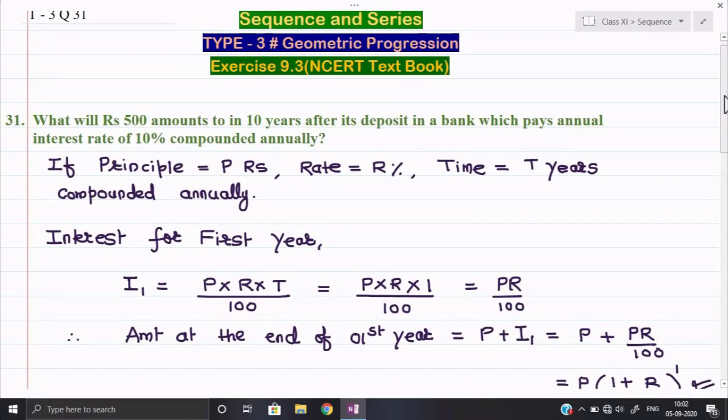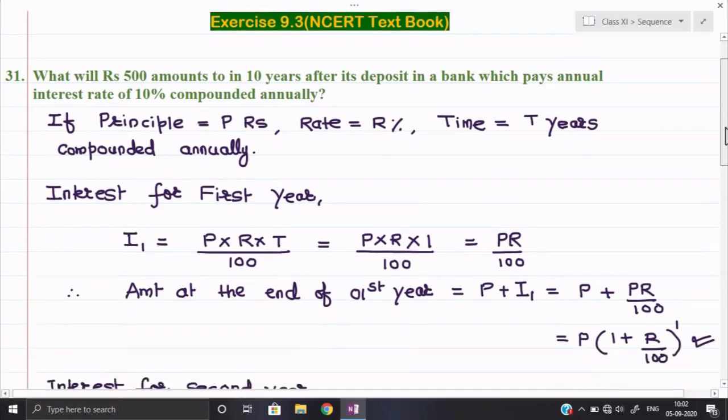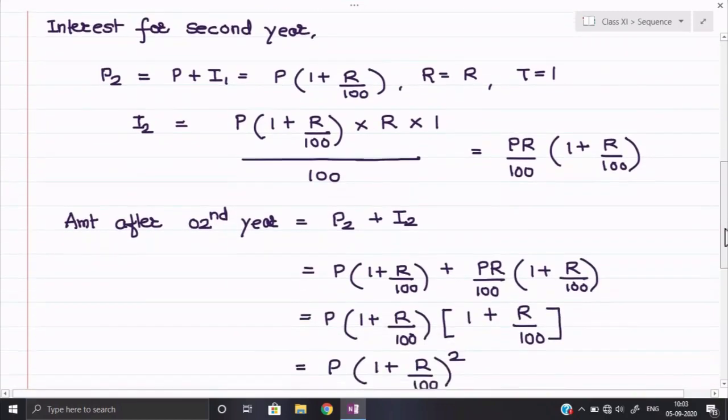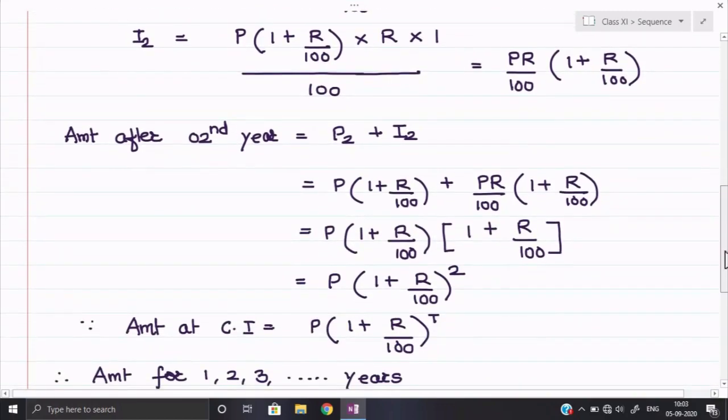So this is the given condition and we need to find out the amount at the end of the 10 years. Remember, here they are asking the amount after 10 years, meaning they are not asking the sum. They are asking the value of the amount in the 10th year. So see here, if I am finding the amount after second year, I am finding the value of A2. Let us see how we can find out.